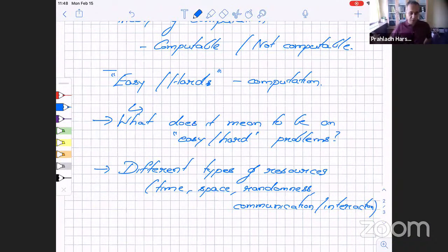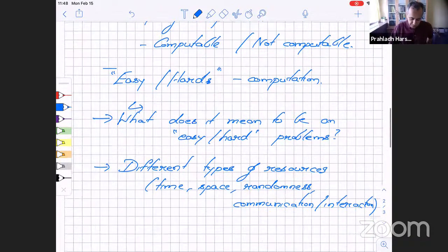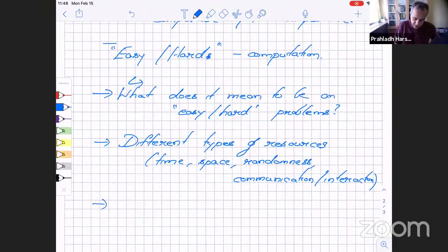So we'll consider a plethora of resources of this type. And then sometimes we'll also try to see if we can do an interplay between the resources, across the resources.